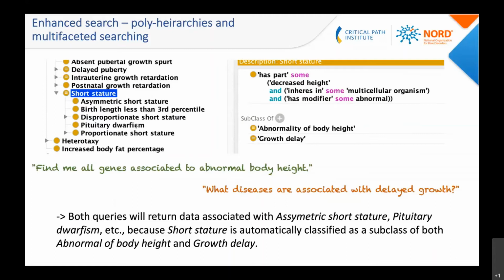So in another example from the Human Phenotype Ontology, we might be looking for data related to human stature in diseases. One researcher might ask, find me all the genes associated with abnormal body height. A different researcher might ask, what diseases are associated with delayed growth? Both of those queries are going to return answers associated with classes such as asymmetrical short stature, dwarfism, pituitary dwarfism, etc., because those are subclasses of short stature, and the ontology knows that short stature is a subclass of both growth delay and abnormal body height. And so this multifaceted searching is another great advantage of using ontologies and automatic classification.